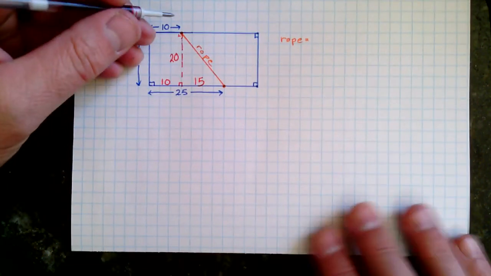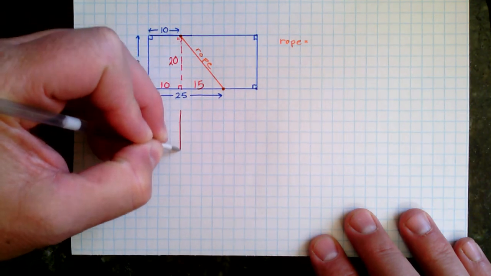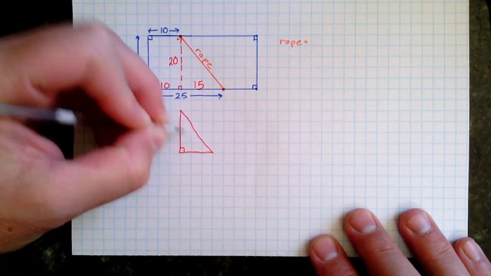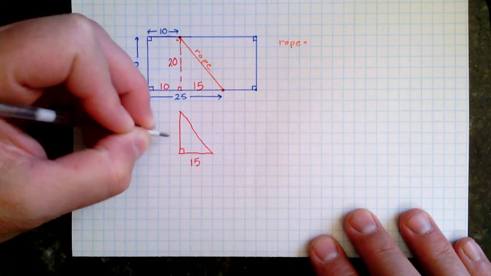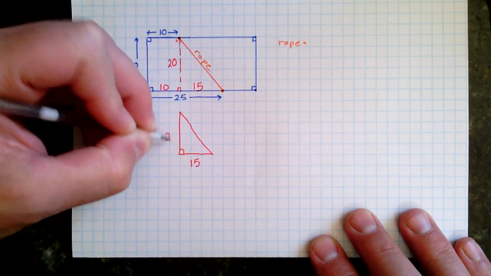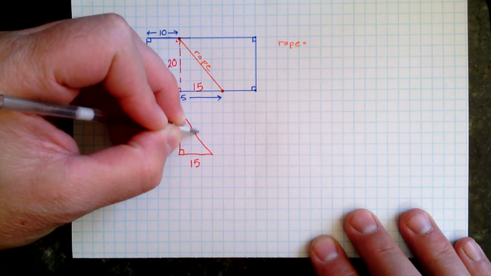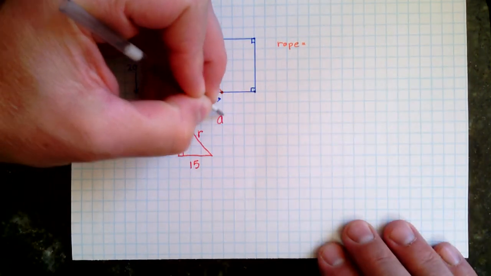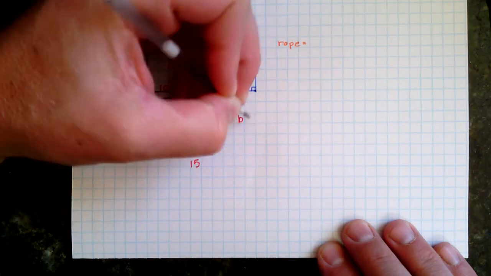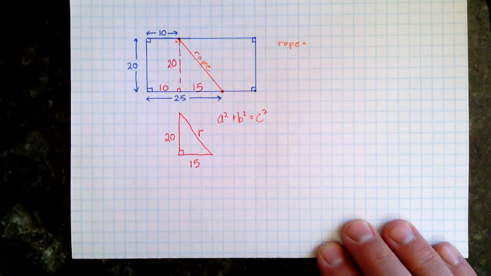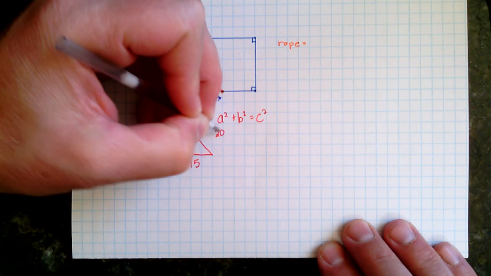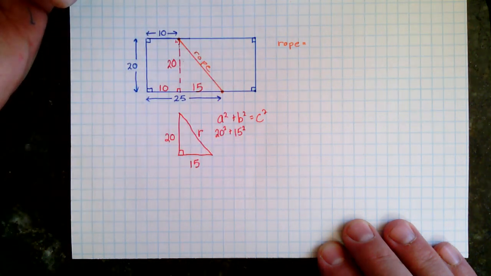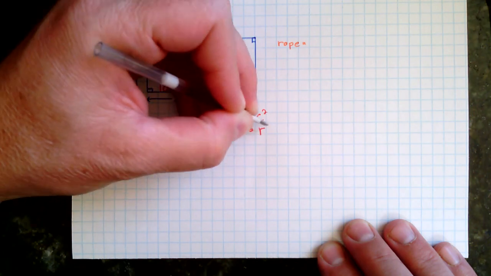And so if I just pull that triangle out and just draw a quick sketch of it. So if I have something like this, right triangle with a side of 15, a side of 20, and I'm going to use R for the rope. Then I can use Pythagorean theorem. A squared plus B squared is equal to C squared. In this case, 20 squared plus 15 squared. Remember, these two can be reversed because they're legs. And then the hypotenuse we're going to say is R squared.